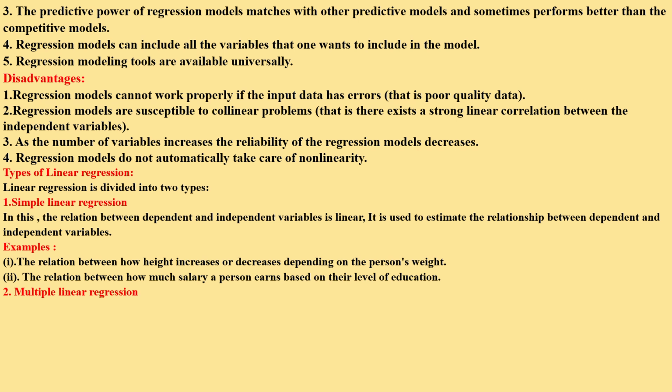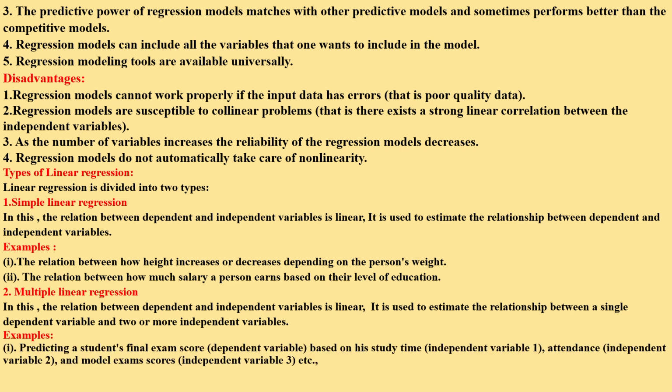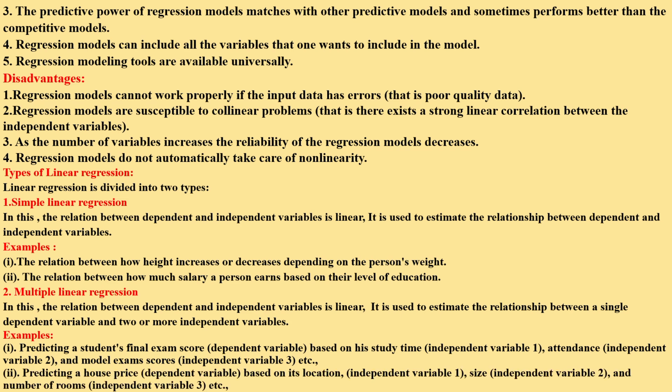Multiple regression: in this, the relation between dependent and independent variables is linear. It is used to estimate the relationship between a single dependent variable and two or more independent variables. Example, predicting a student's final exam score, the dependent variable, based on his study time, attendance, that is, how regularly he attends classes, then model exam score, how much he scores in the model exam, etc. These are all independent variables.